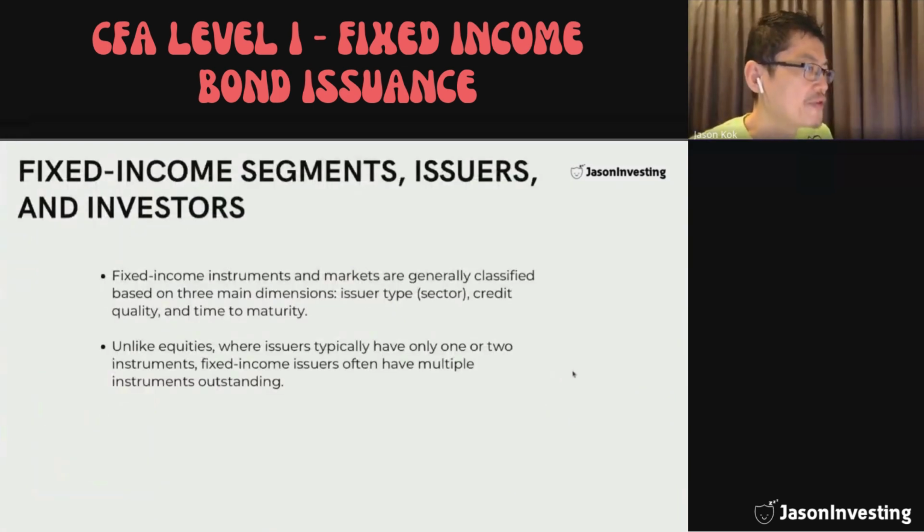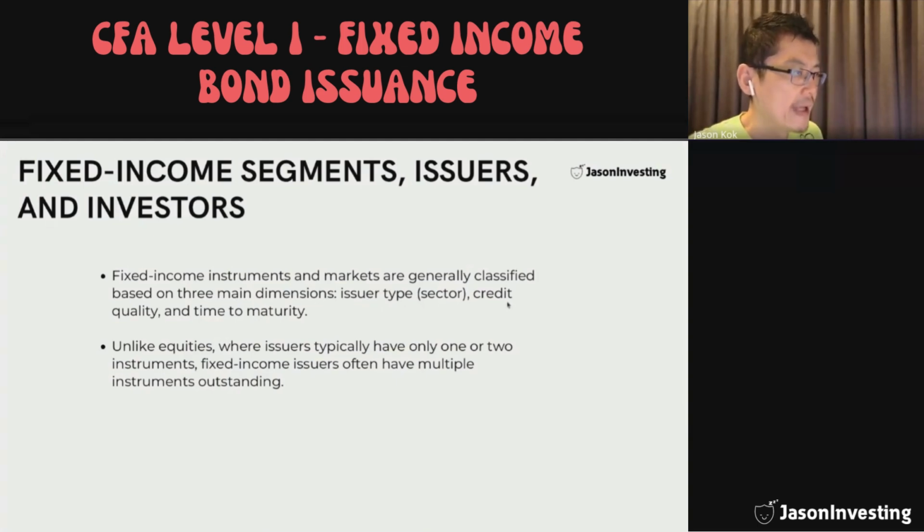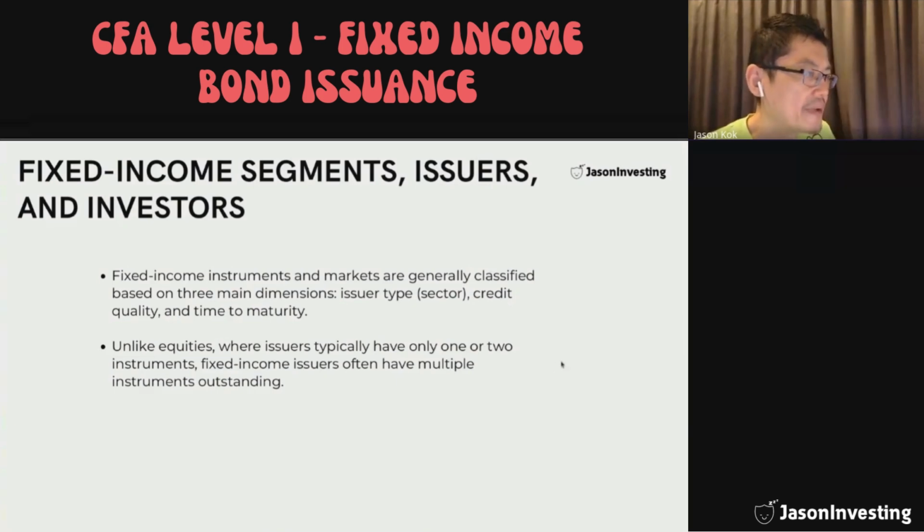Fixed income instruments and markets are generally classified based on three main dimensions: issuer type, which is the different type of sectors, credit quality, and time to maturity. So by looking at these three dimensions, we're able to categorize and narrow down the different bonds into different categories. Because there are so many different types of bonds, we need to distinguish one category from the other.